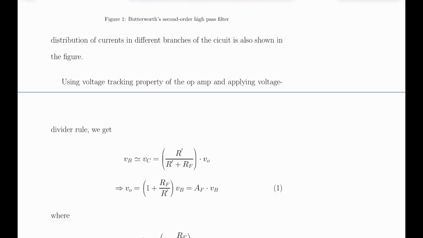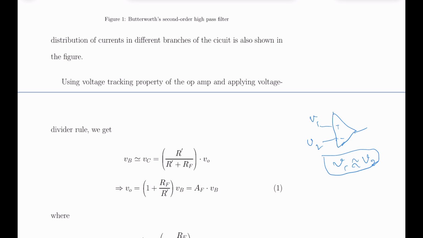Using the voltage tracking property of the op-amp. What is the tracking property? The tracking property is that the potential at the two inputs tends to track each other. So if this is plus and this is minus, and the potential here is V1 and the potential here is V2, then V1 and V2 tend to be equal to each other. This is the voltage tracking property of the op-amp.